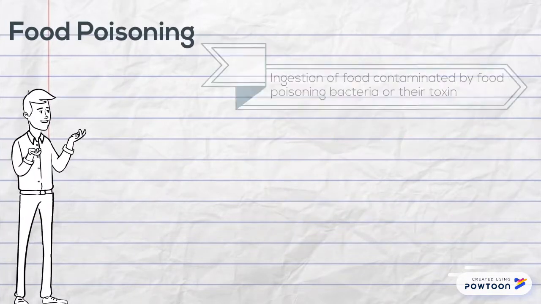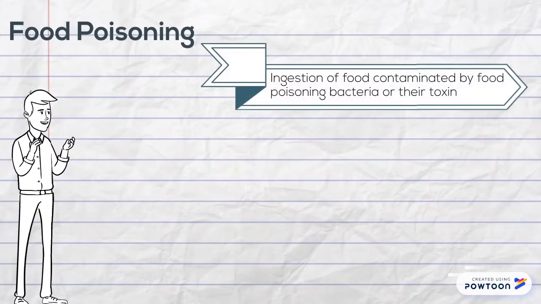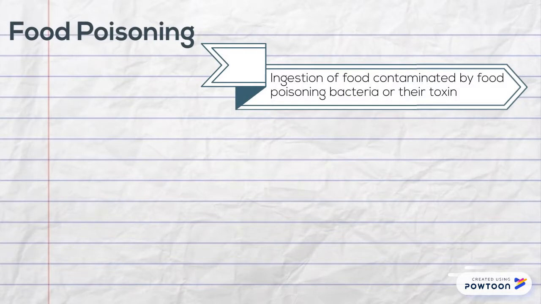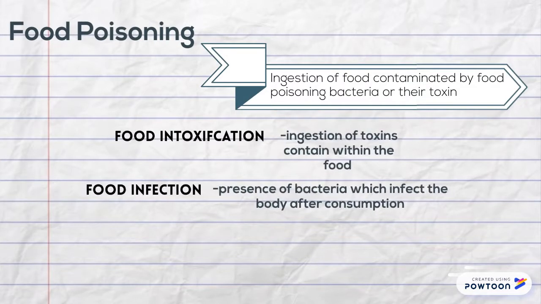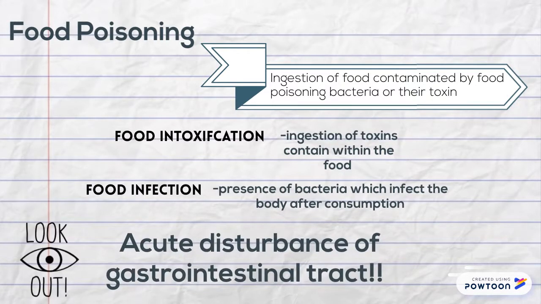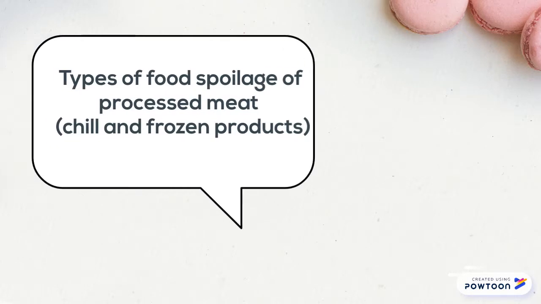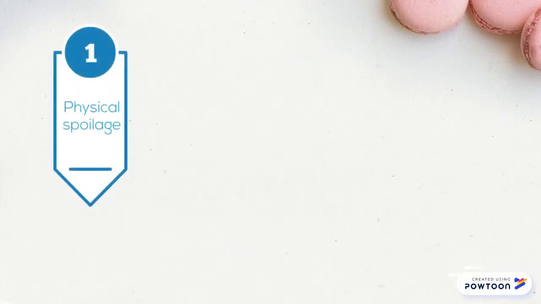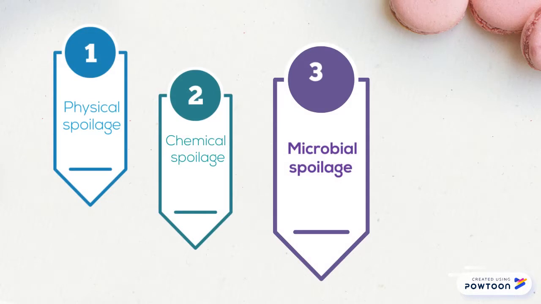Food poisoning is defined as ingestion of food contaminated by food poisoning bacteria or their toxin. It can be categorized into food intoxication and food infection. Both of these may lead to acute disturbance of the gastrointestinal tract. There are three types of food spoilage, including physical spoilage, chemical spoilage, and microbial spoilage. In this experiment, we are mainly focusing on microbial spoilage.